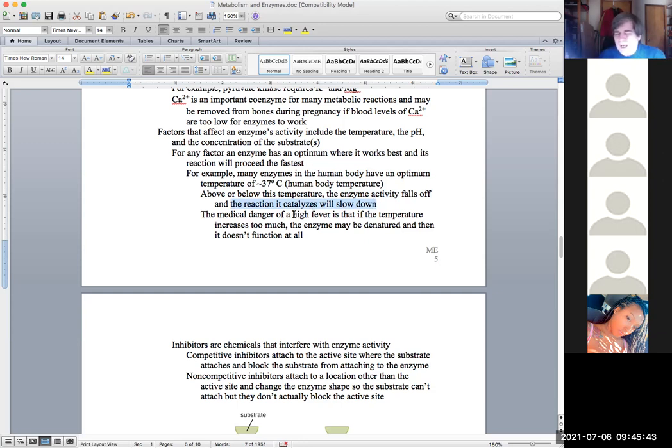Now, even though a high temperature could make a reaction go faster, one big problem with a high fever is that if your temperature increases too much, remember, enzymes are proteins, so enzymes can actually be denatured, and then they don't work at all, period. And the problem is if these enzymes are for important metabolic reactions, a high fever could actually potentially kill a person. Now, a low fever can actually be useful.